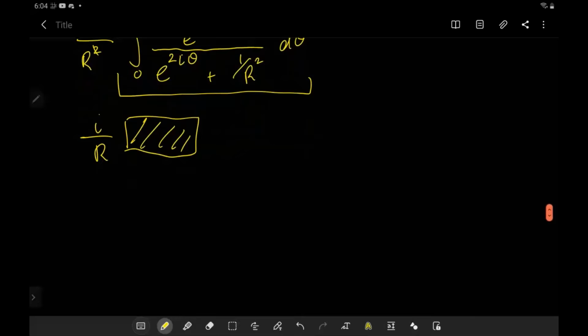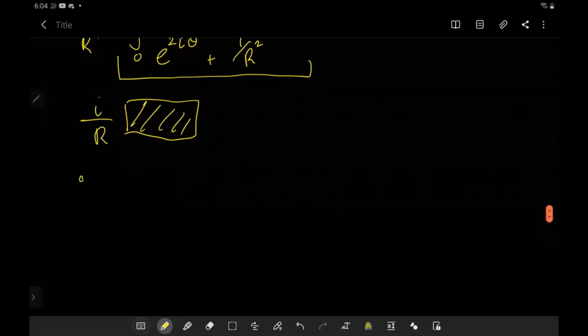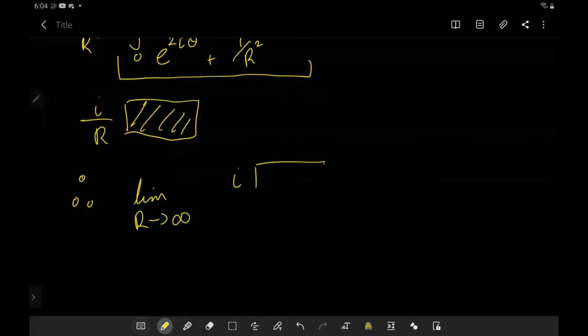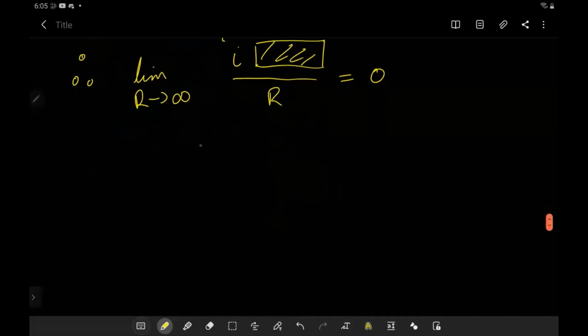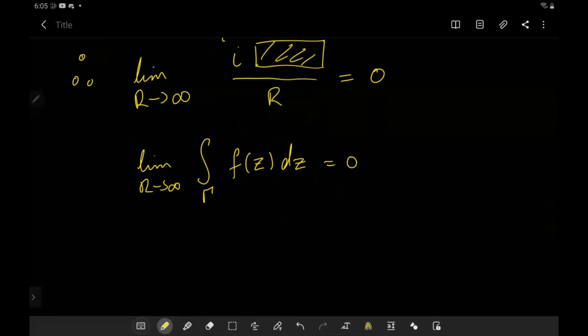And this is what gamma was, so we are taking the limit as r tends to infinity of i times some finite thing over r. Now the thing on top is finite, and as we crank up r to infinity, this thing will approach 0. So we have just shown that the limit as r tends to infinity of the integral over gamma of f of z dz is equal to 0.